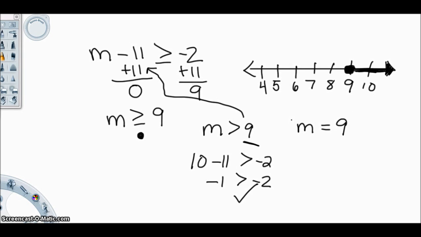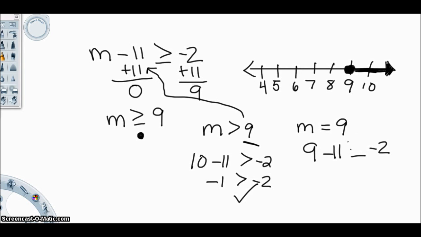Yes, -1 is greater than -2. It works. So we've checked that part of it. But now we need to check m is equal to 9. So this is the time we're going to substitute 9 in because we have equal to. When we substitute 9 in, we have 9 minus 11 is greater than or equal to -2.